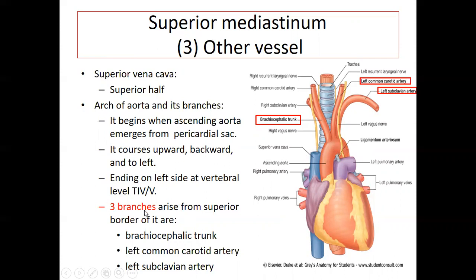There are three branches that arise from its superior border. You can see here there are three arteries that arise from the superior border of the arch of aorta. We have the brachiocephalic trunk, the left common carotid artery, and the left subclavian artery. These are the three arteries that arise from the superior border of the arch of aorta.